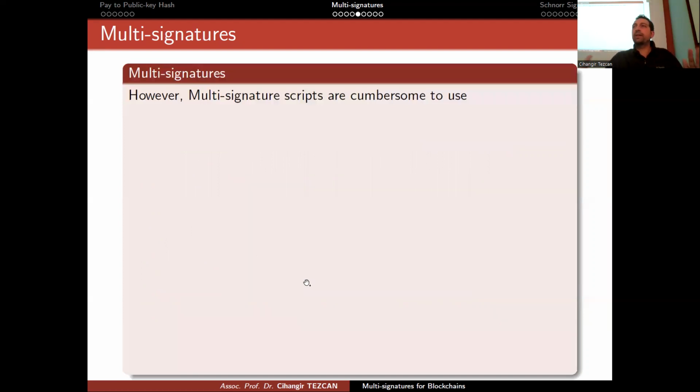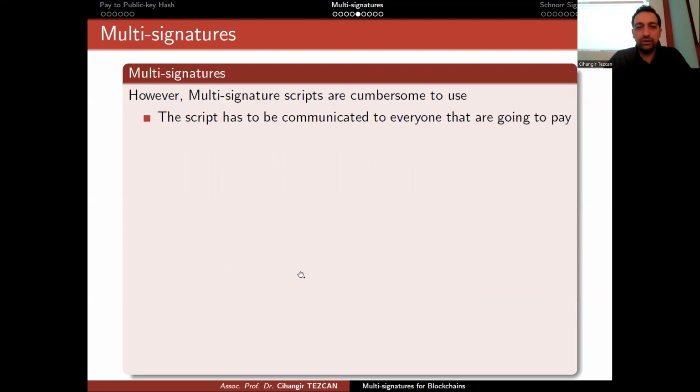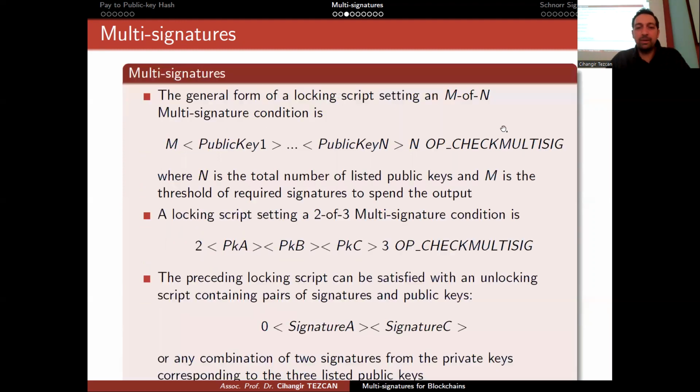Now, although this is a fantastic idea, we have seen many use cases. Now, the problem is that it is not a good way of doing it because multi-signature scripts are cumbersome to use. What I mean is as follows. The script has to be communicated to everyone that is going to pay. Think about it in this way. So you have this kind of an account. This could be your wife and husband account or your directors and that kind of account.